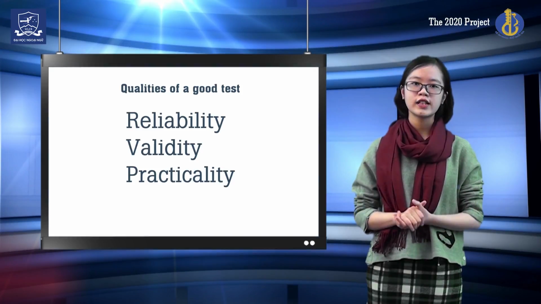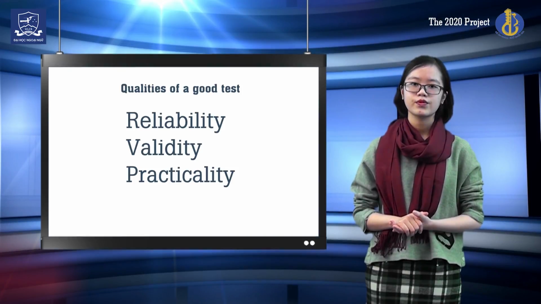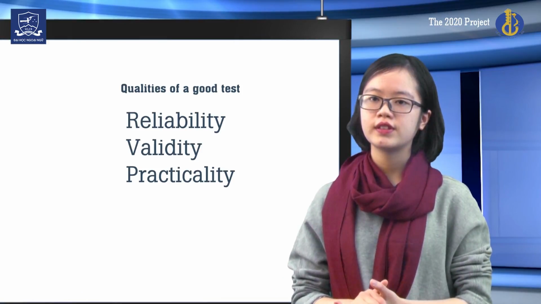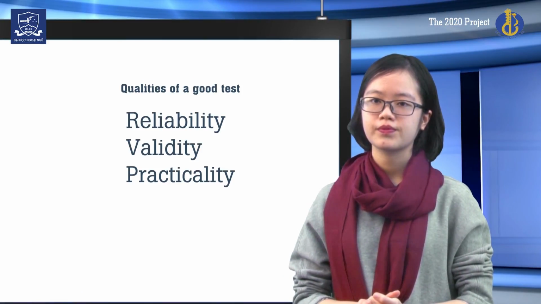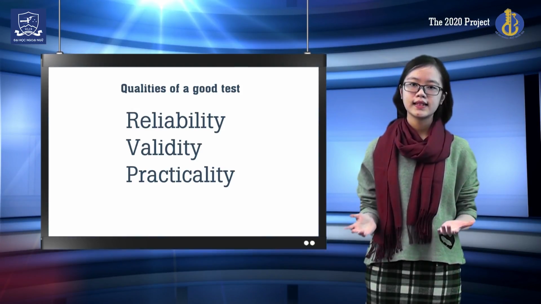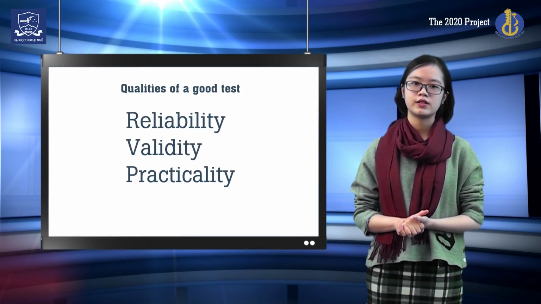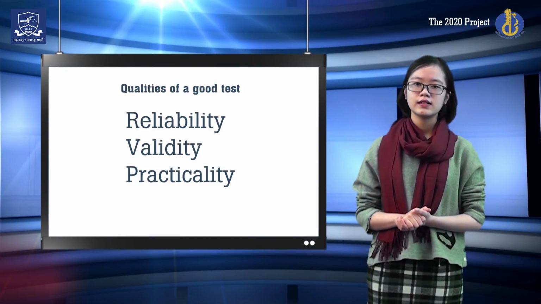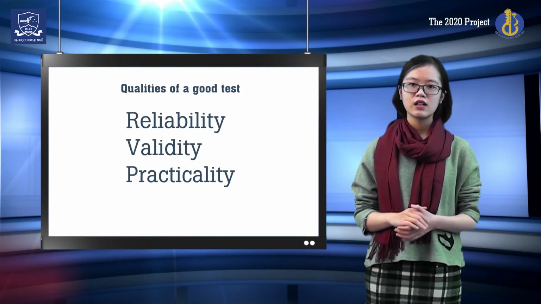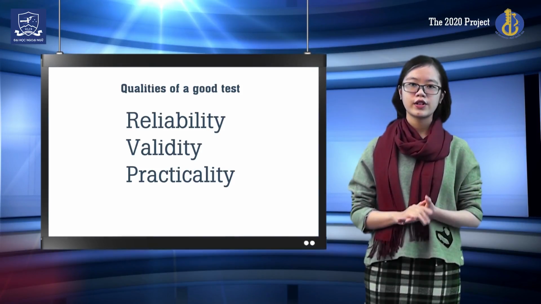The qualities of a good test are reliability, validity, and practicality. Regarding reliability, a test should measure precisely whatever it is supposed to measure. Reliability is the consistency of measurement over time or over a variety of conditions. To some extent, test reliability refers to the consistency of items in the whole test. It means that a test is reliable when it measures consistently whatever it aims to measure.